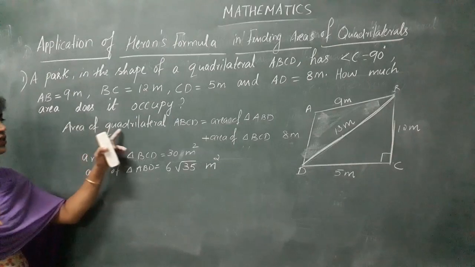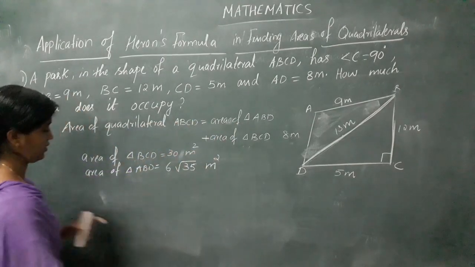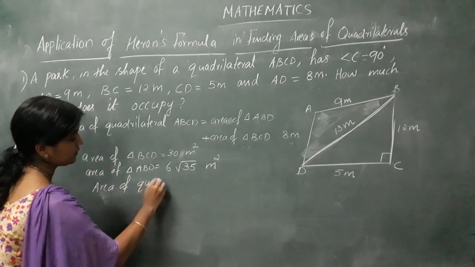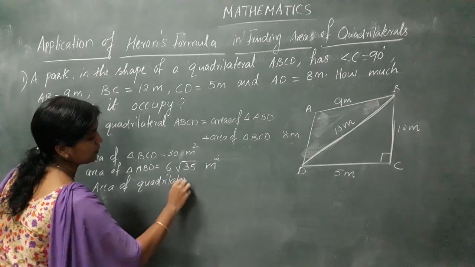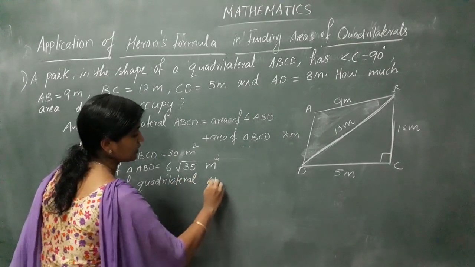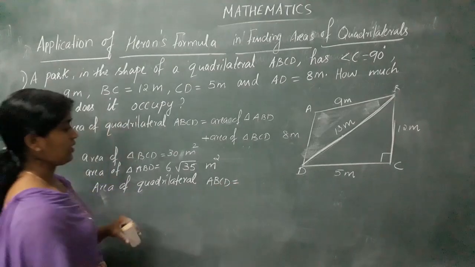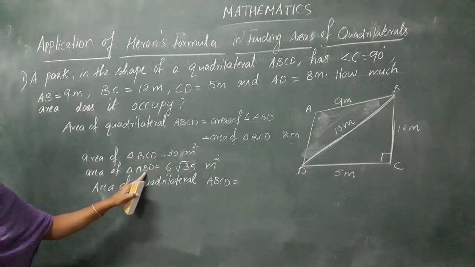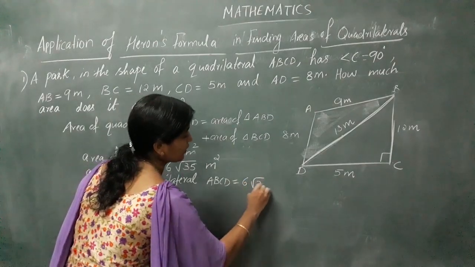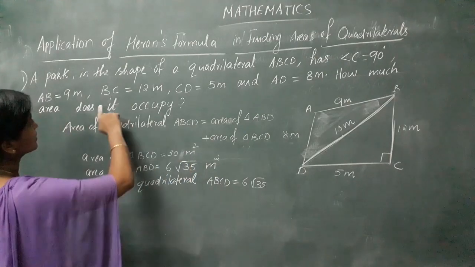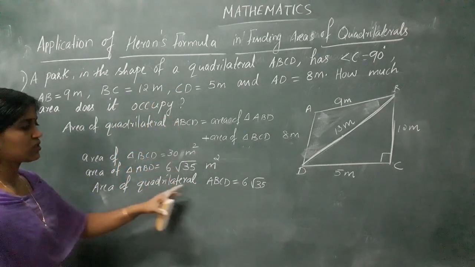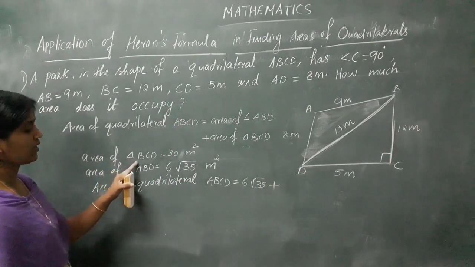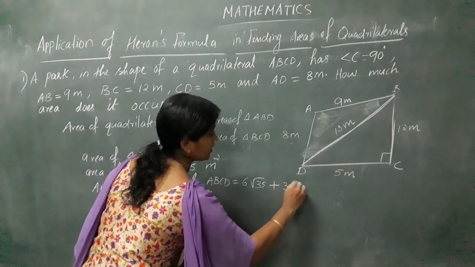Now what we have to find? Area of the quadrilateral ABCD. So add both. Area of quadrilateral ABCD is equal to area of triangle ABD. What do we get? It is 6 root 35. See, keep in mind the unit is meter, not centimeter. So 6 root 35 plus next, area of BCD. BCD is 30, isn't it?